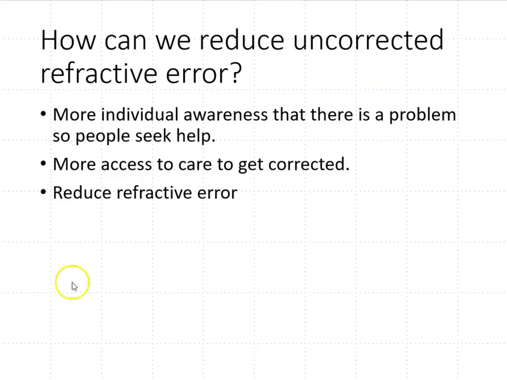So how can we reduce uncorrected refractive error? Well, we can make people more aware that they could have a problem, so people seek help. Another thing we could do is get more access to care to get corrected. The Affordable Care Act had some provisions to promote that type of policy. The AOA comes up with public health policies to promote that. And the third way is to not have refractive error in the first place.